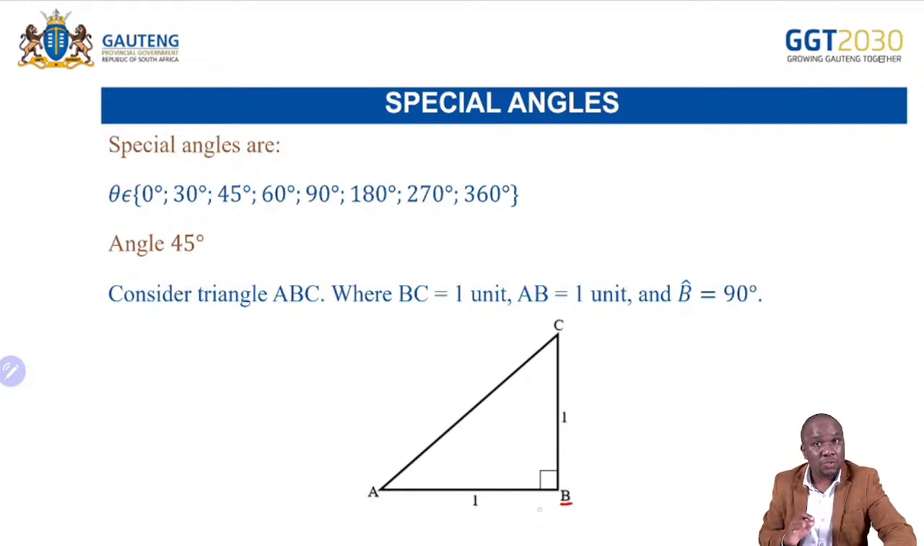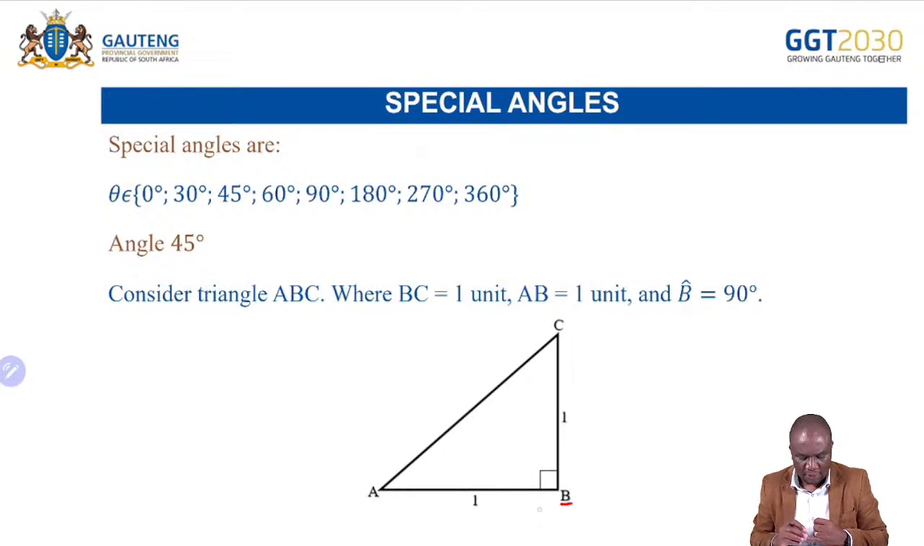Now, I want us to use this triangle. Let me give you one minute to just sketch this triangle ABC, and then you write the side AB is equal to 1, BC is equal to 1, and indicate that angle B is a right angle. Just one minute to draw the triangle ABC.